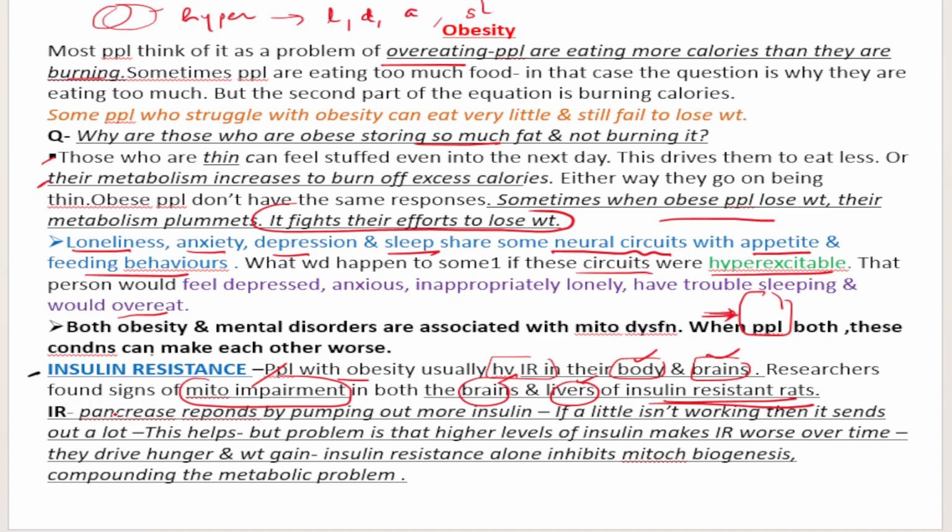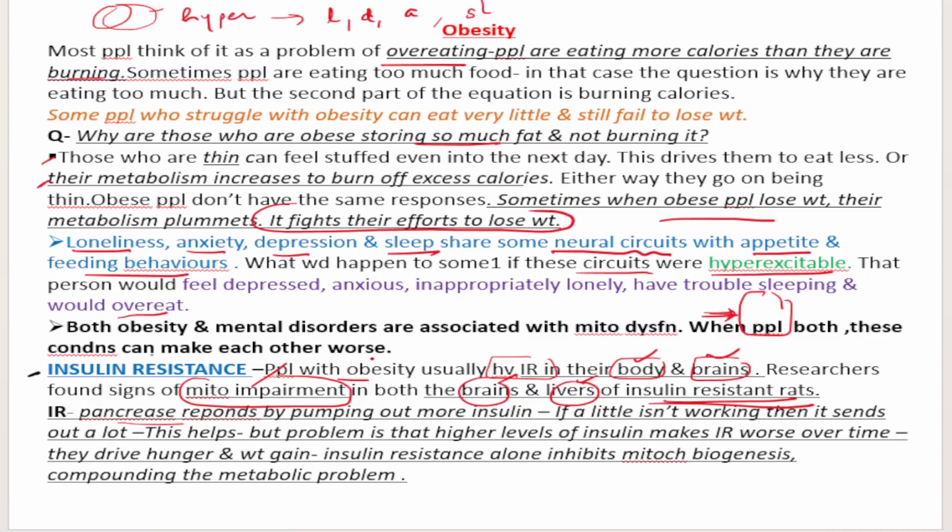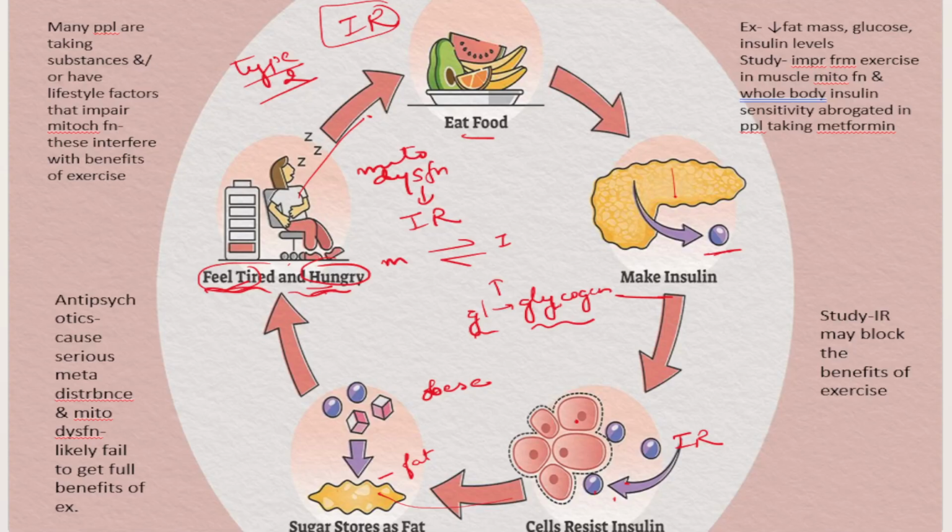The person eats food. The pancreas responds by pumping out more insulin. If a little is not working, then it sends out a lot. Now see, the pancreas is making insulin. This insulin is not able to work. Then the pancreas is producing more insulin.